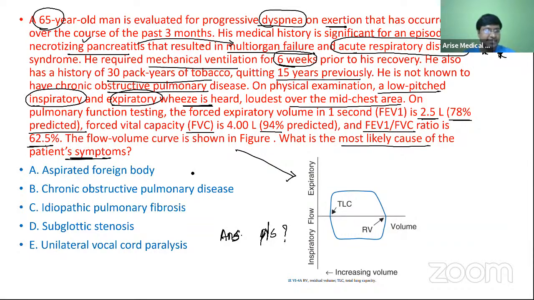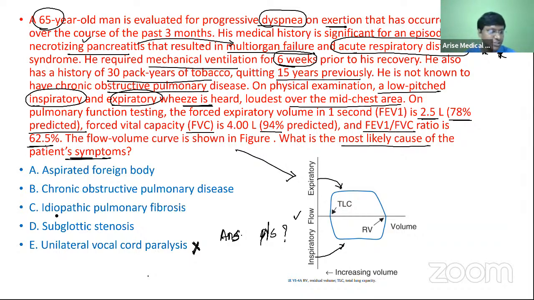Yeah, what is the answer? No, it is not unilateral vocal cord palsy. Now, you take this flow volume loop. This is your inspiration, and this is your expiration.